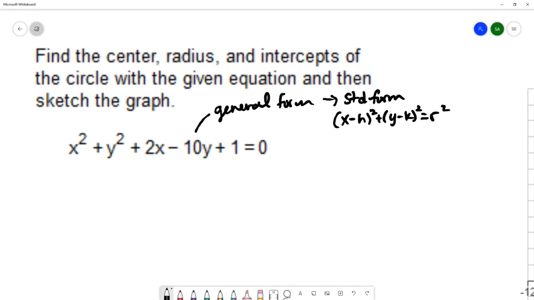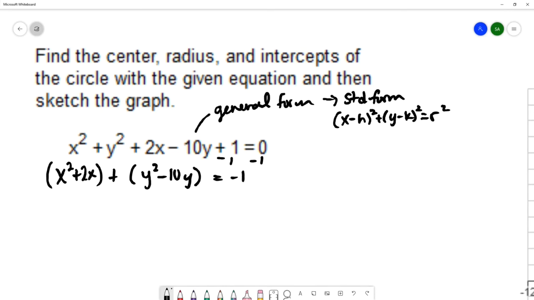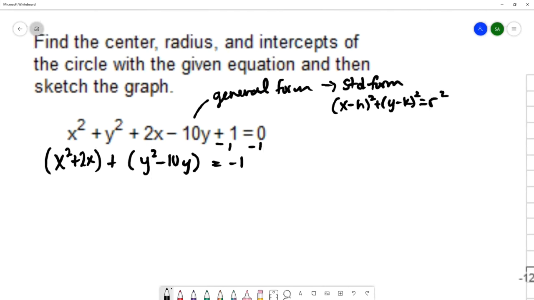So with completing the square, you want to group your x terms together and group your y terms together. So that would give us x squared plus 2x grouped together, and we'll group the y squared minus 10y together. And this plus 1, we're going to subtract 1 on both sides to move that constant to the other side. So we've done the grouping, and now we'll use the completing the square process.